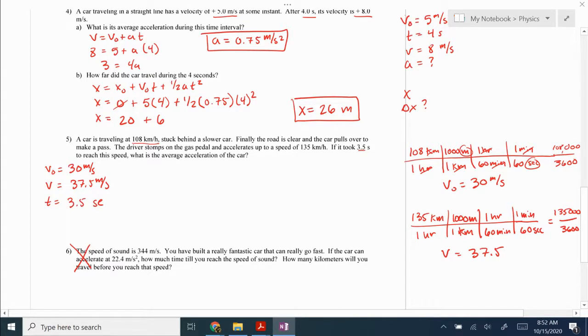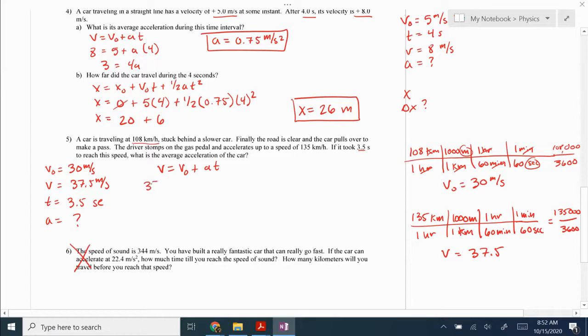Okay, so right, because they're going this speed, the road's finally clear, the driver stomps on the pedal and accelerates up to that speed, 37.5 meters per second. Takes 3.5 seconds to do this. What is his average acceleration? So what's a? For that, it's going to be the Hall equation again because of all the stuff that you know, right? No x's, no distances, anything like that.